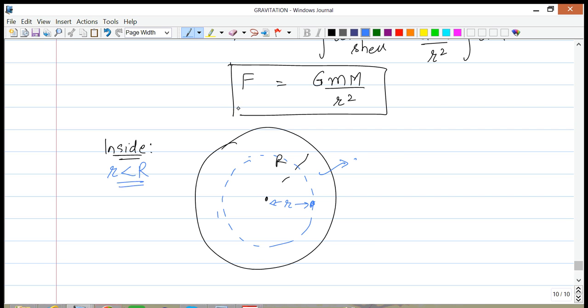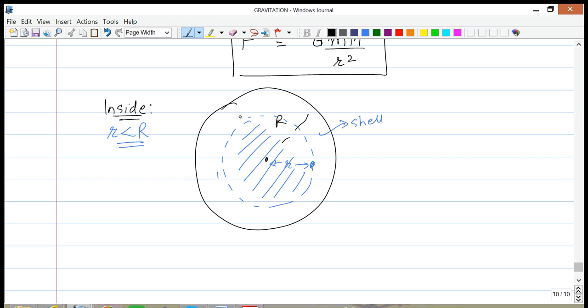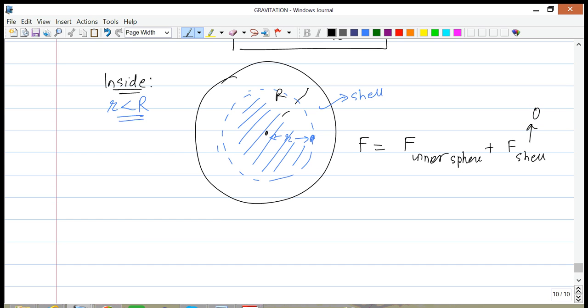Now what we know is that we can break this into two parts. We can break it into the shell, okay, and we already know that the force of the shell on this mass is simply 0. Okay, so the only thing we need to do is figure out the mass contained within the sphere, and we can find the force due to that inner sphere. So let's write this down. The total force F is equal to force due to the inner sphere plus the force due to the shell. We already know that this force is 0 because the shell does not exert any force on any particle that is inside the shell. So this is 0.